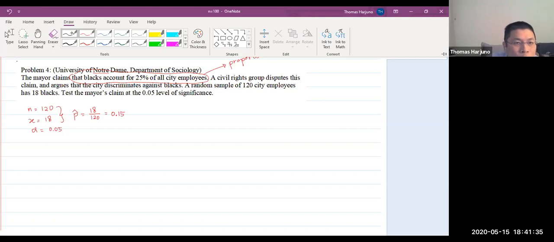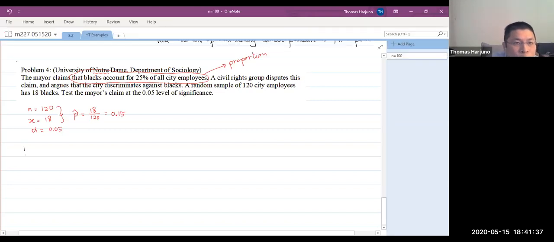But don't you think it's possible it's because you don't sample enough employees? Well, how many employees does a city have, by the way? Let's say it has like 200, then 120 is actually quite big already, right? But you can sample more if you want. But we have to stop somewhere and just say that the mayor's claim is supported or not supported.